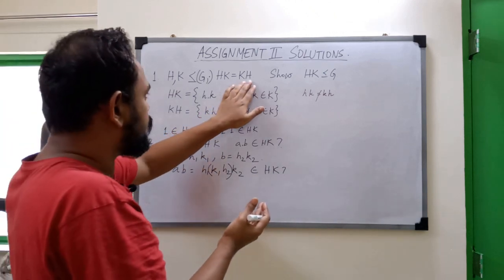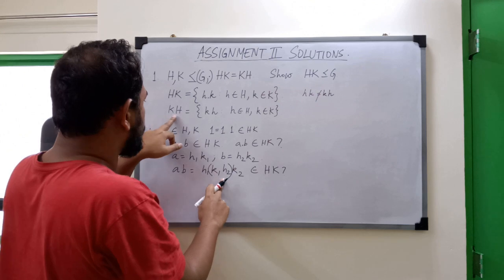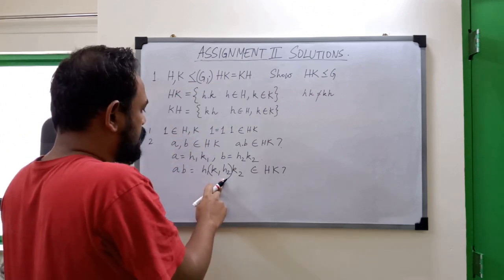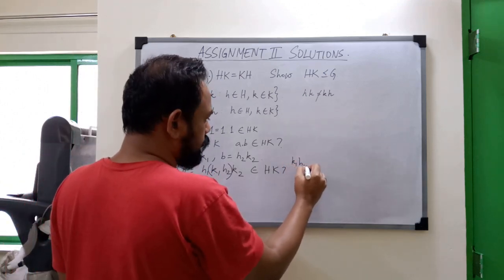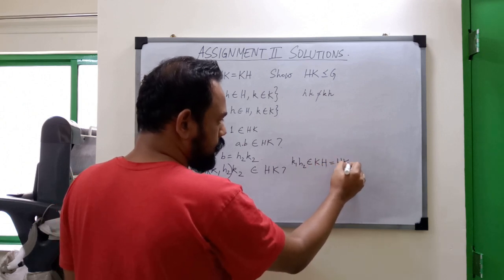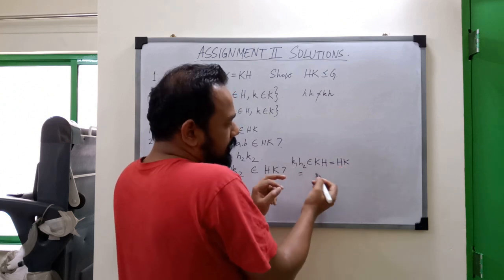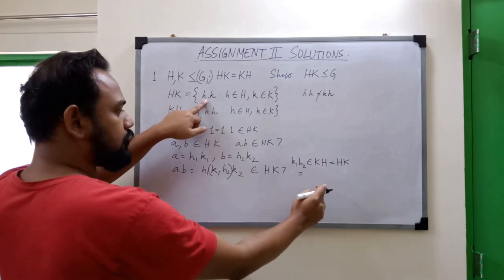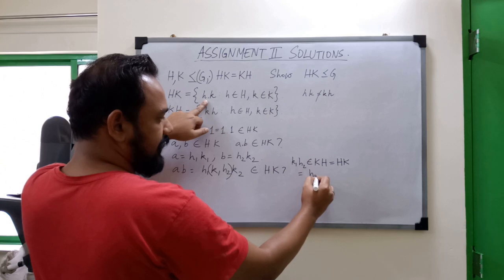This is a subset of G and this is a subset of G, so they're equal. So if K1H2 is an element of KH, it must be an element of HK because these two are equal. So K1H2 is an element of HK, so it should be written in the form that elements of HK can be written in. Being an element of HK, it should take the form, let's say, H3K3.